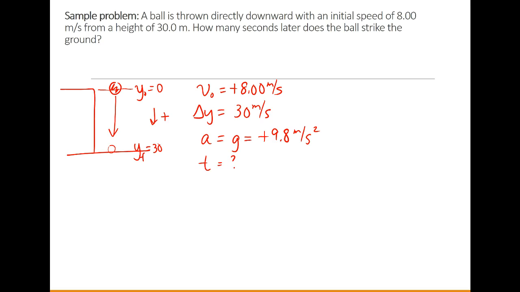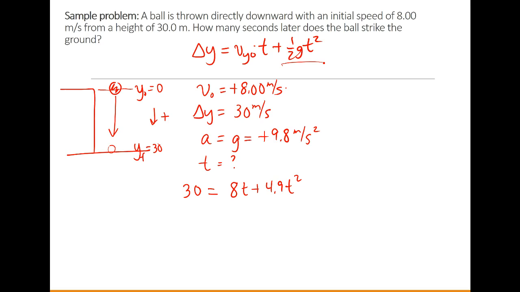Now we also want to be careful here that when we write our equation, we can write it like this. So delta y is the same thing as y minus y initial. So we set this up, and we have 30 is equal to 8t plus 4.9 t squared. Now we're getting 8 from v naught, and we're getting 4.9 from a half of 9.8.